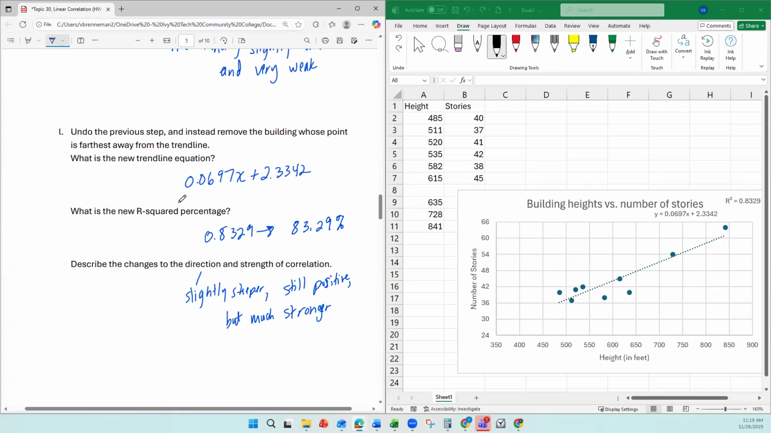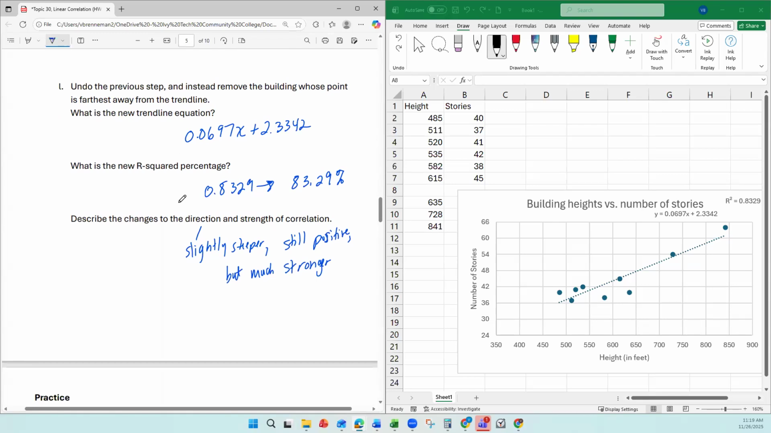All right. So that's number one, just kind of exploring what you could do in Excel with scatter plots and trend lines, the strength of the correlation, and so on.